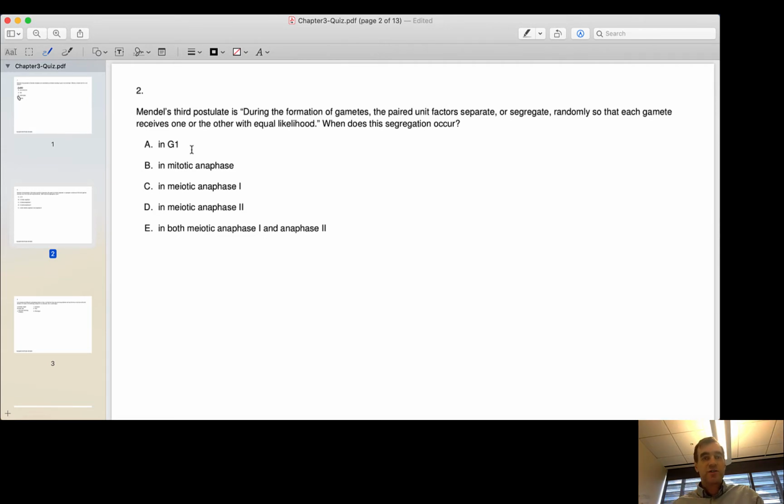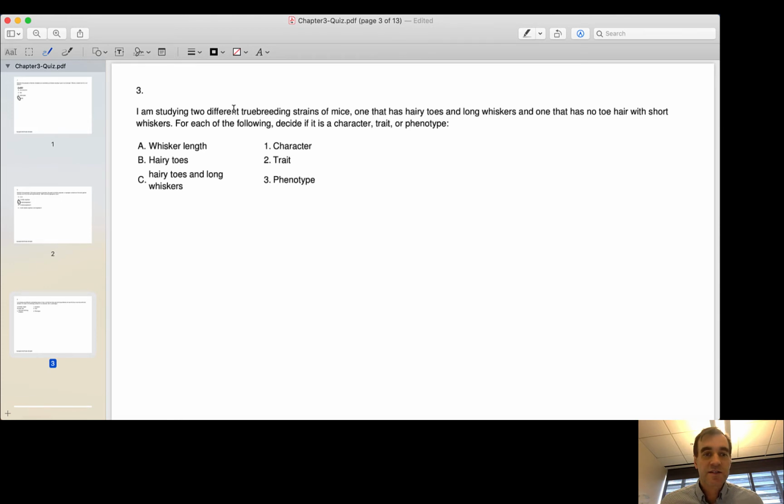Mendel's third postulate is during the formation of gametes, the paired unit factors separate or segregate randomly so that each gamete receives one or the other with equal likelihood. So when does this segregation occur? The answer to this is C, in meiotic anaphase 1. This is when the homologous chromosomes separate and each homologous chromosome has its own allele. And so the randomness of what a gamete contains is determined by what homologous chromosome it receives during meiosis 1. So meiotic anaphase 1 is the best answer for this.